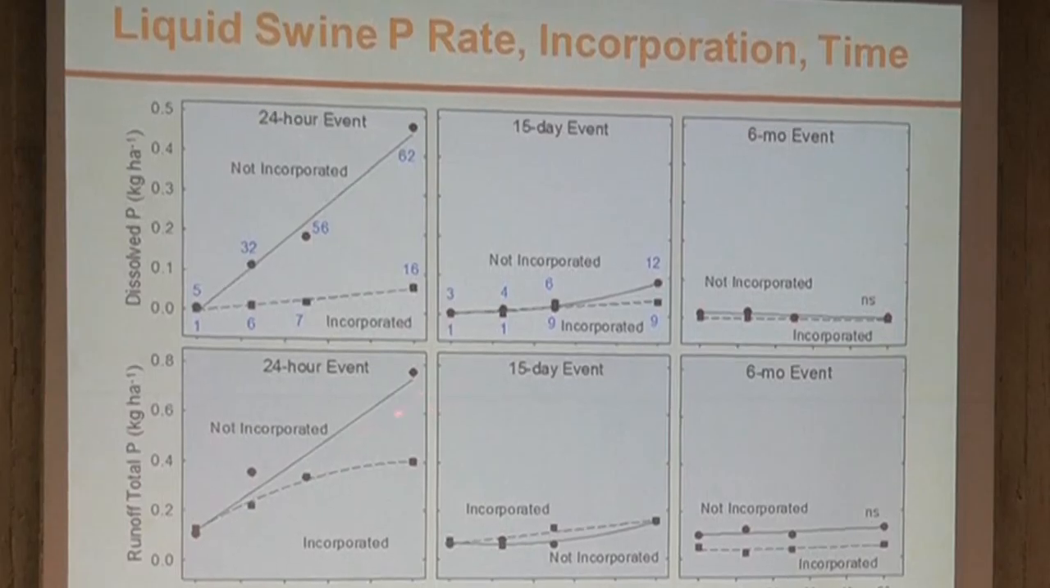Now here is total, see? Now, this is not significant here 6 months later, but still on average, the non-incorporated had a little bit more loss than incorporated, but it was about the same. Now, the other interesting thing here is that look at, of course, the effect of rate was linear. And we recommend, depending on the soil test, up to 100 pounds of P2O5, which is about 50 kilos, for corn or soybean in Iowa.